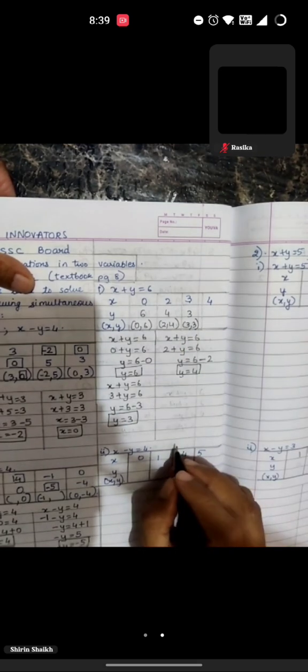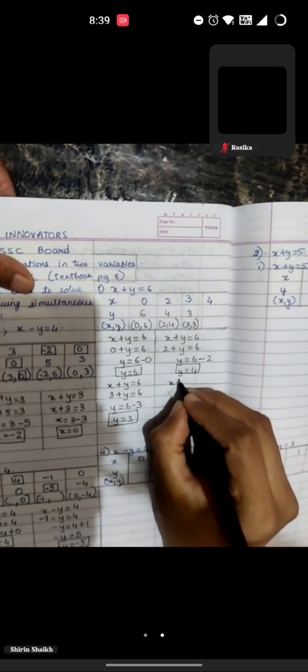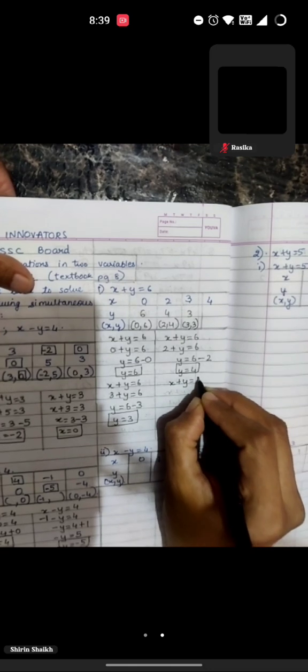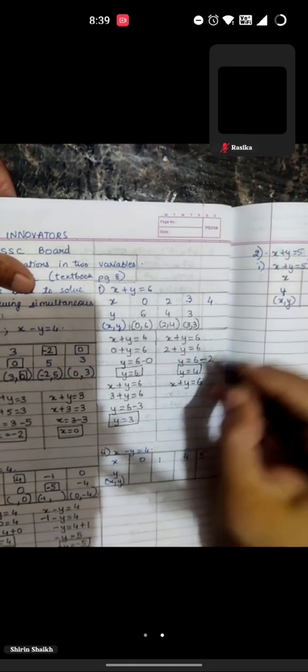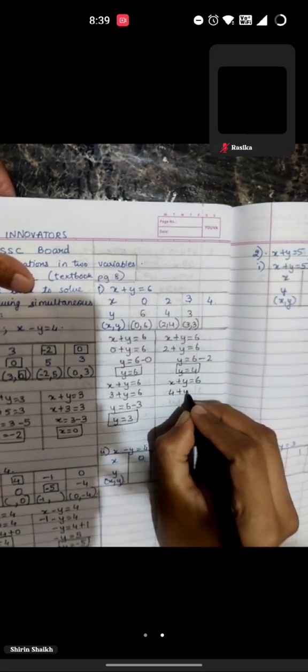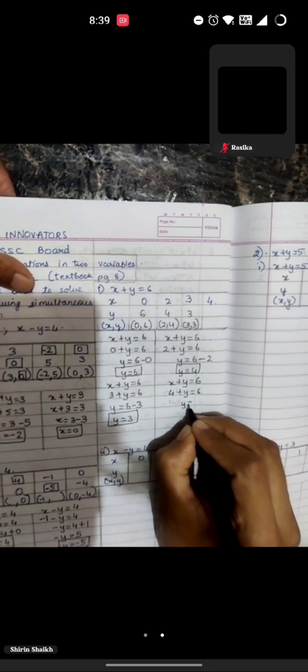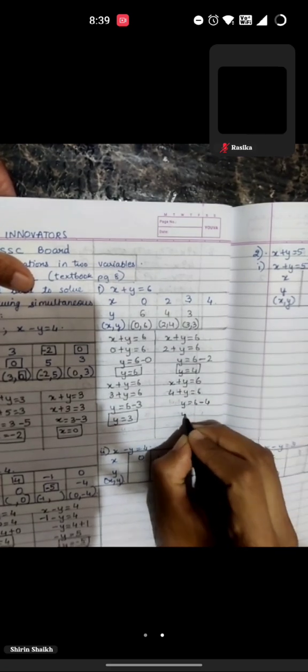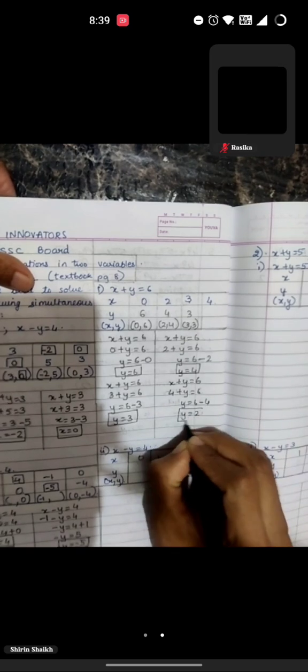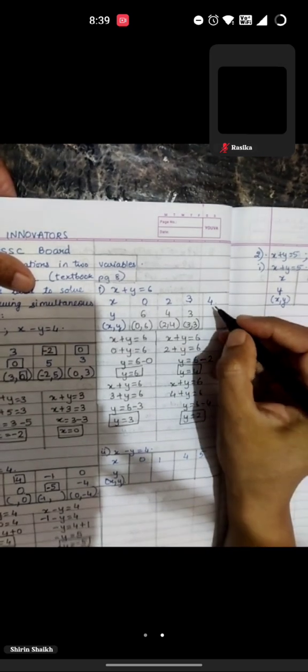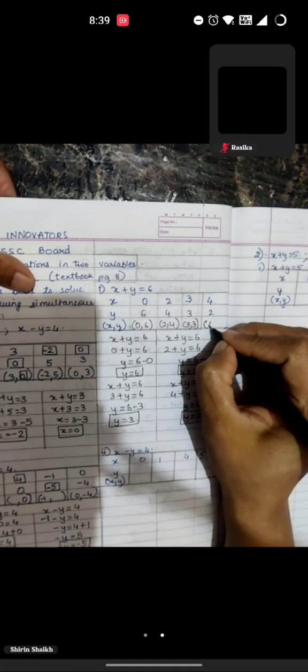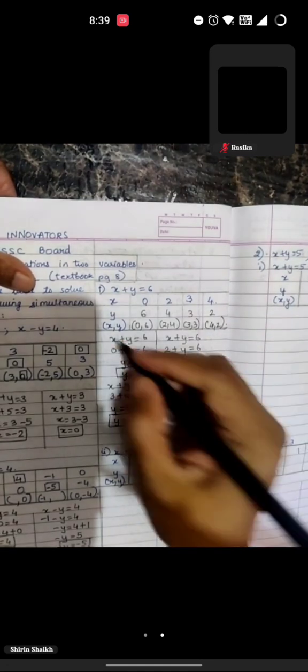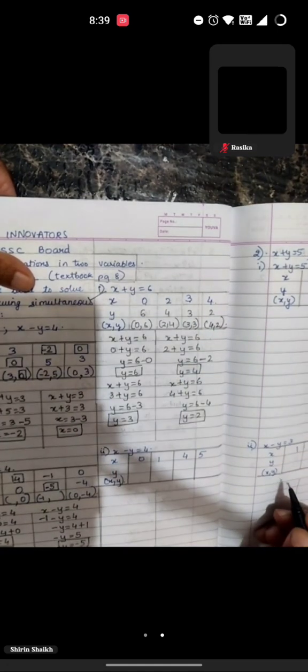So I'm putting 3 as 3. Now the fourth point, I've written the equation. Now I'm taking x as 4. So y is equals to 6 minus 4, y will be 2. So when x is 4, y is 2. So I'm ready with the points for the first equation.